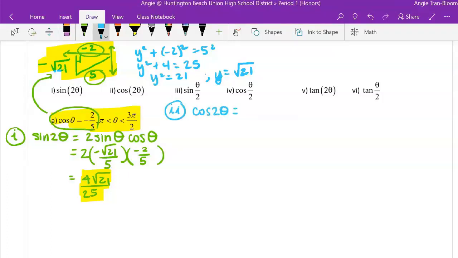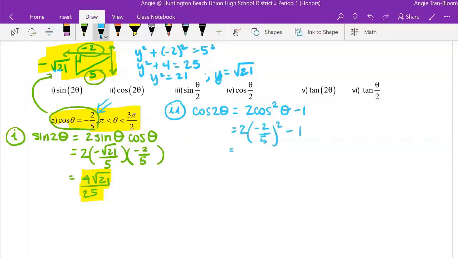So I'm going to pick one that's going to be easiest for me. The reason I picked this one is because the original was already given to us as cosine. I don't have to find sine, so I'm just going to use what's given originally. So now we have 2 times quantity, negative 2 over 5. I will square that. Then I will subtract 1.